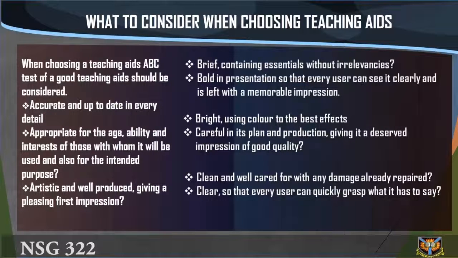When choosing a teaching aid, the ABC test of a good teaching aid should be considered. Accurate and up-to-date in every detail, appropriate for the age, ability and interest of those with whom it will be used, and also for the intended purpose. Artistic and well produced, giving a pleasing first impression.